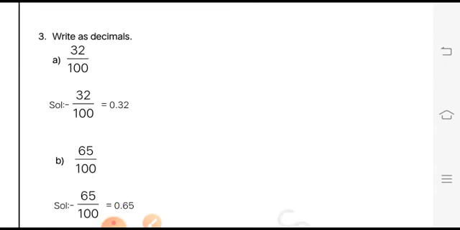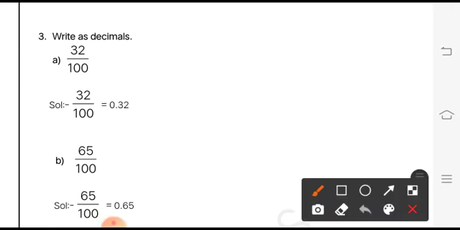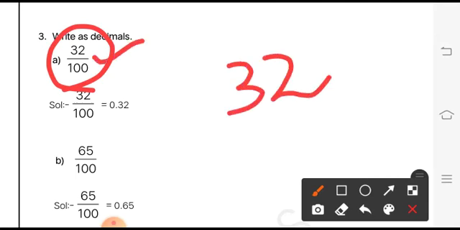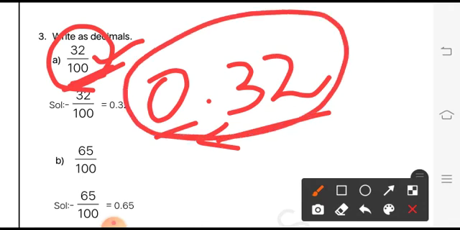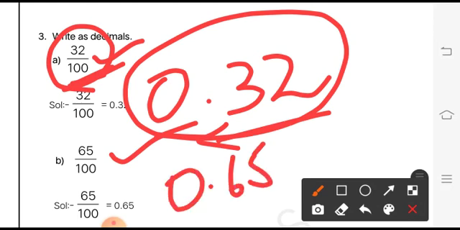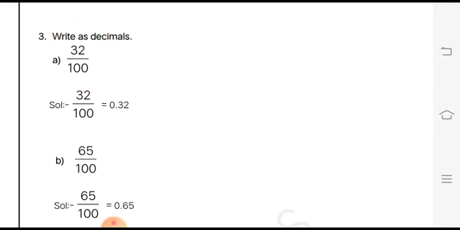Question 3 is write as decimals. We have been given fractions and we have to convert them into decimals. Whenever we have to convert any fraction to a decimal, we need to write the number as it is. Then the number of zeros in the denominator are counted and accordingly the decimal is to be placed. That means here we have two zeros, so the decimal is put after two digits. And since we don't have any whole number here, we write a 0 of our own. So the decimal number for this will be 0.23. Likewise for 65 by 100, it will be 0.65. Why? Because there were two zeros in the denominator.